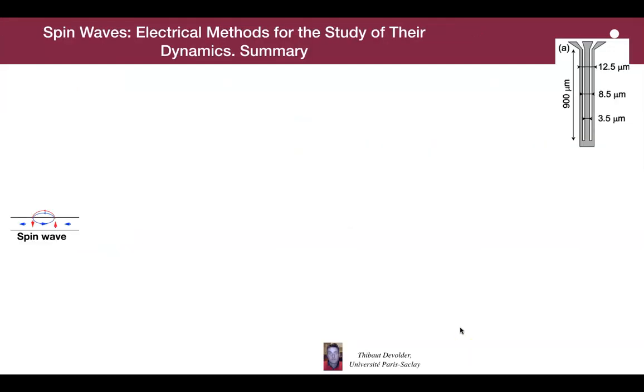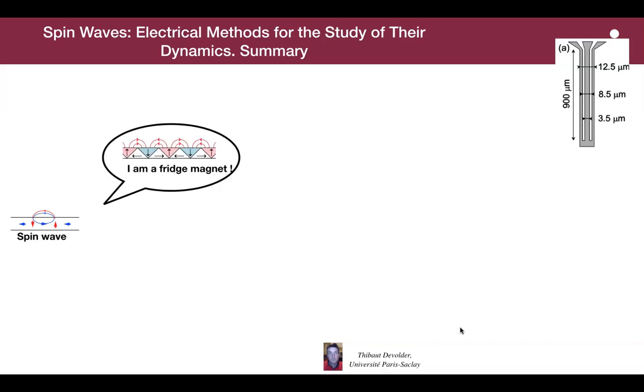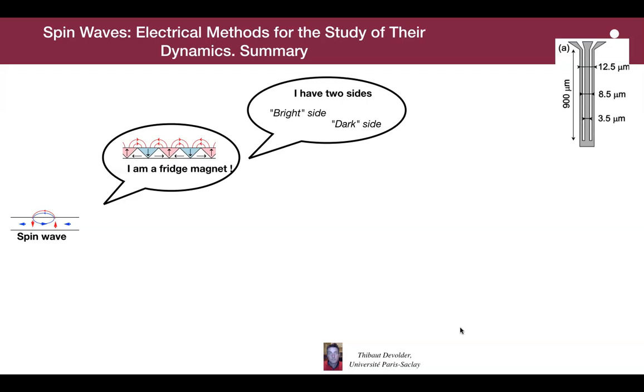And this brings me to my summary, and there are a few messages I would like you to remember. First, a spin wave can be described as a fringe magnet with stray fields that are very asymmetric depending on where you look at their stray field. Since the spin wave is the analogue of a dynamical fringe magnet, it has two sides, a bright side and a dark side. An RF antenna does the same. Me too, I have a bright side and a dark side.